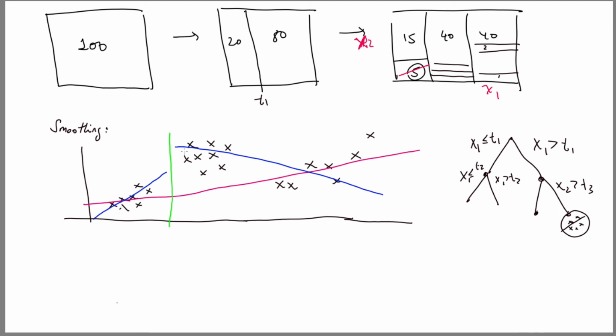So what I'm doing here is basically, I've got 2 regions now. I'm fitting a blue model in this region and a blue model in this region. And then I might split again. I might split here. And again, in this region, maybe I'd fit this model, and in this region, I'd fit this model.